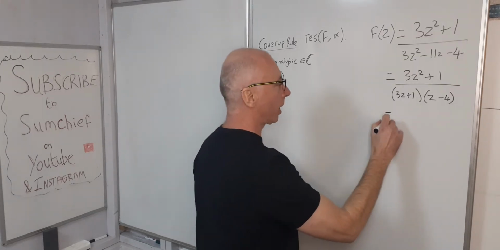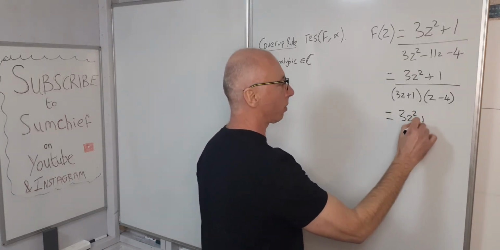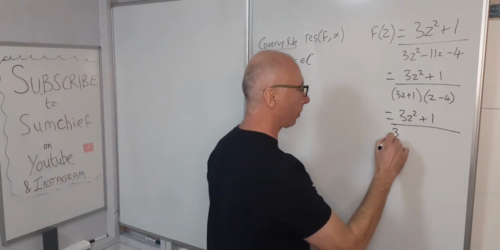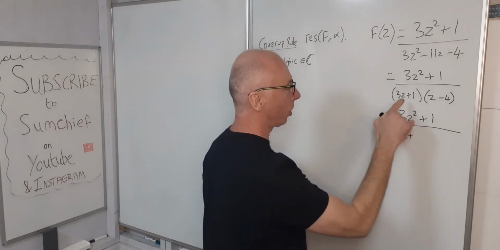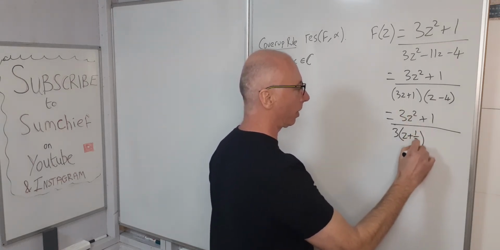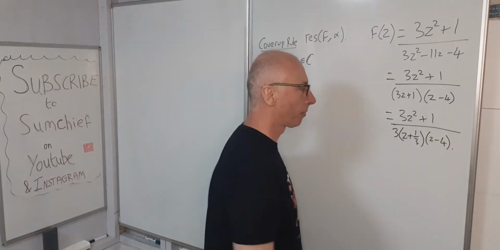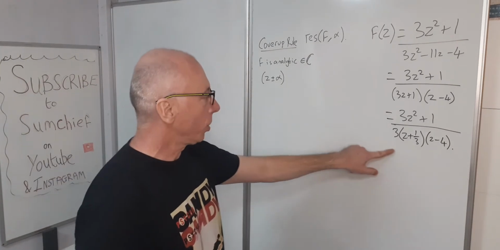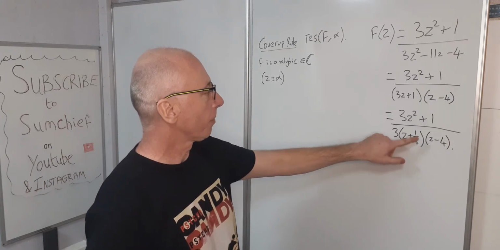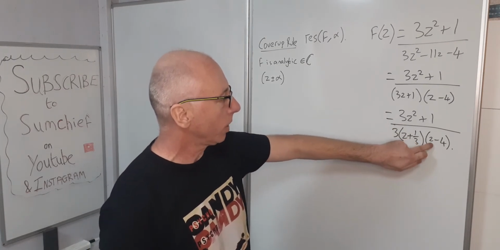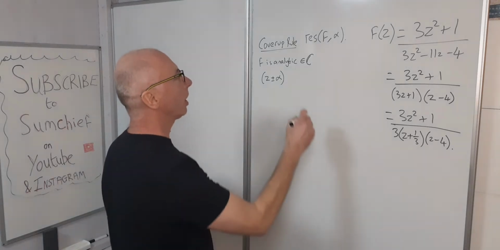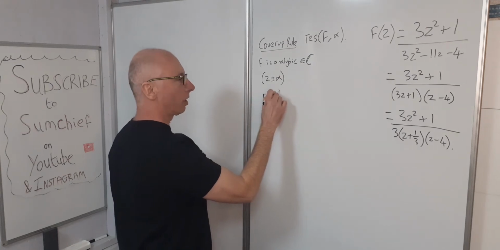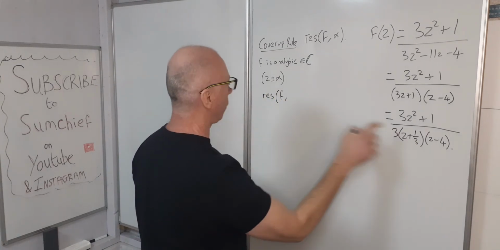So what we do is say that this is also equal to 3z squared plus 1 over, if we take the 3 out of this and bring it to the front, 3 times z plus 1 divided by 3, that's a third, and then the z minus 4 stays. Okay, now we're ready to attack this using the cover-up method. To make this one disappear, we need z equals plus 4. So the residue of f at plus 4.